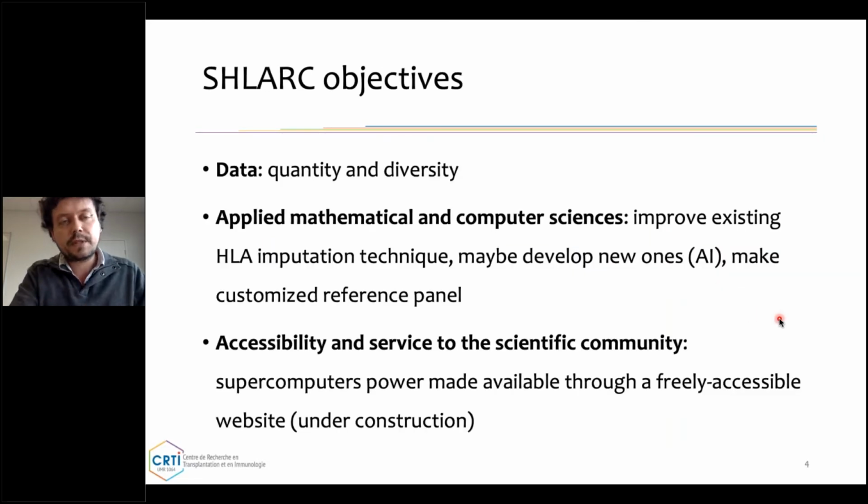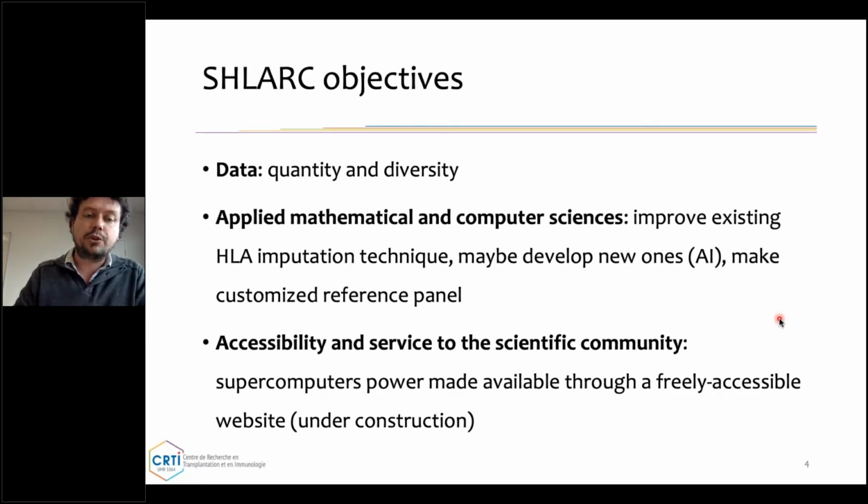The objective of our consortium, the SHLAC consortium, is to get more data, quantity and diversity, to improve the HLA imputation. A lot of the data available right now are from European ancestry, and we need more diversity to obtain better HLA imputation for underrepresented populations.